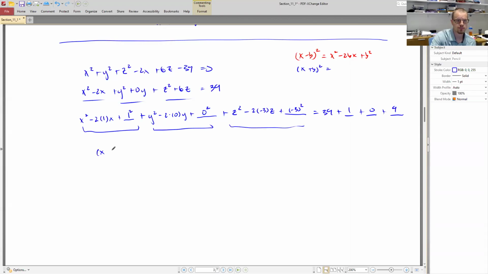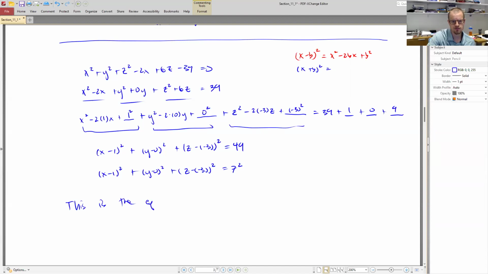So I have x minus 1 squared plus y minus 0 squared plus z minus a negative 3 squared, right? That was my b value in each case: x minus b, y minus b, z minus b. 39 plus 1 is 40, 40 plus 9 is 49. And so we can write, of course, 49 as 7 squared. So we get x minus 1 squared plus y minus 0 squared plus z minus a negative 3 squared is equal to 7 squared.